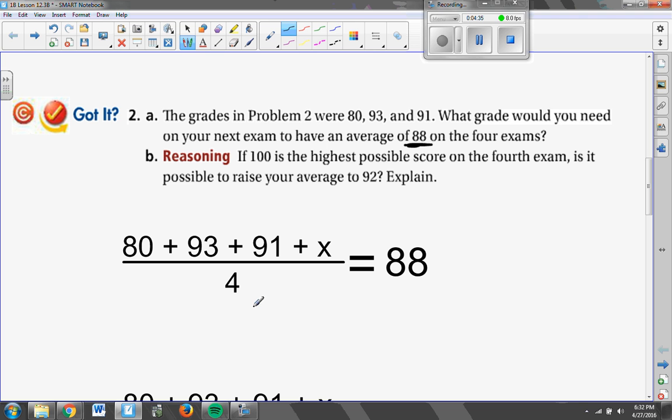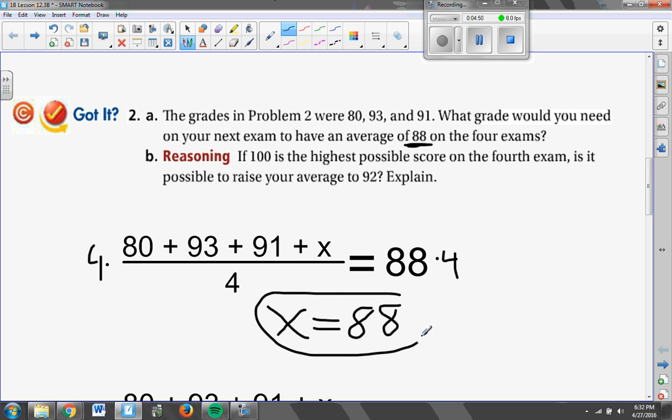All right, in part A, if we do the same process, times by 4 and times by 4, and then subtract all these 3 scores, we find that X here actually also needs to equal 88. Funny enough, we already have an average of 88, so X needs to be 88 to keep that average.